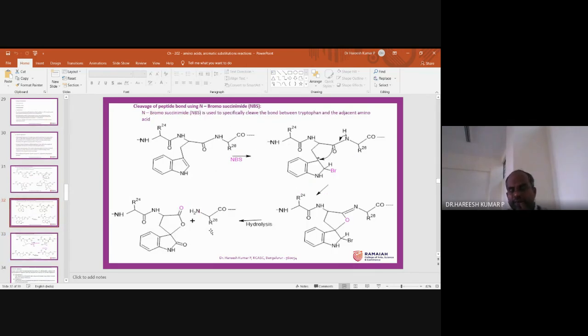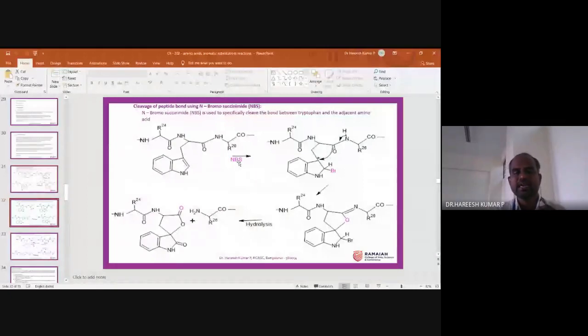Here I am taking NBS. NBS is N-bromosuccinimide. This N-bromosuccinimide specifically cleaves the peptide bond between tryptophan and the adjacent amino acid. That means there will be a cleavage here. How is it cleaving? That is the mechanism we are explaining here.